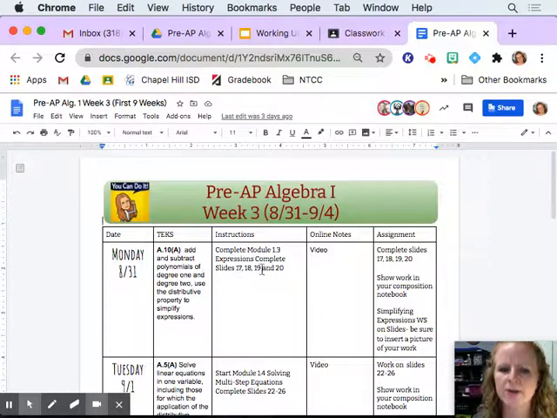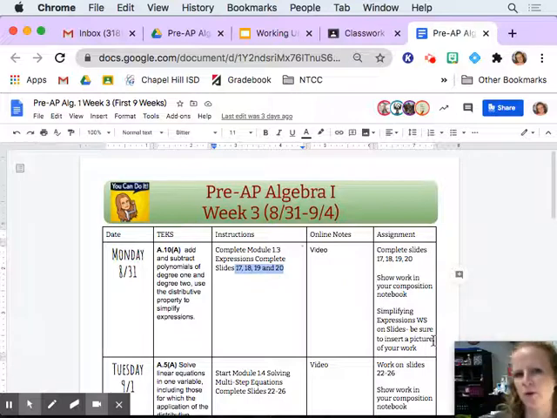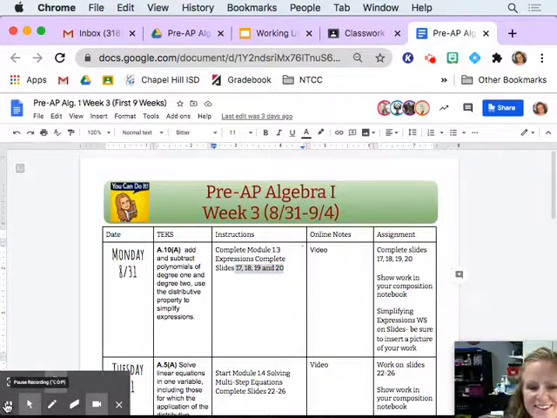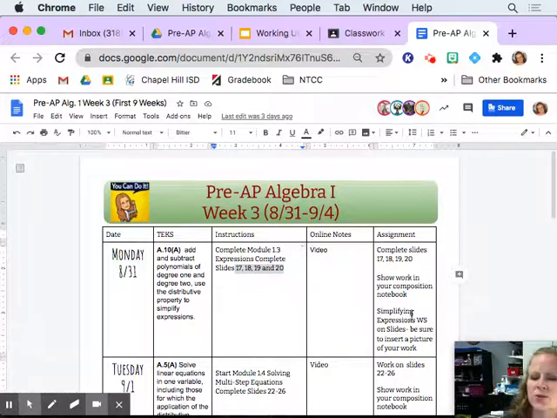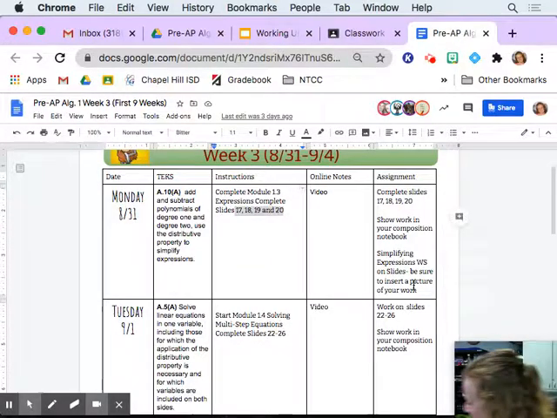So today we are doing slides 17, 18, 19, and 20. And then there is a worksheet on slides, and it says be sure to insert a picture of your work. So then we are going to do a worksheet, and you're going to be sure to insert a picture of your work. And you need to make sure that all the work is visible. It's not going to be hard for me to see. And you can write in your composition book.